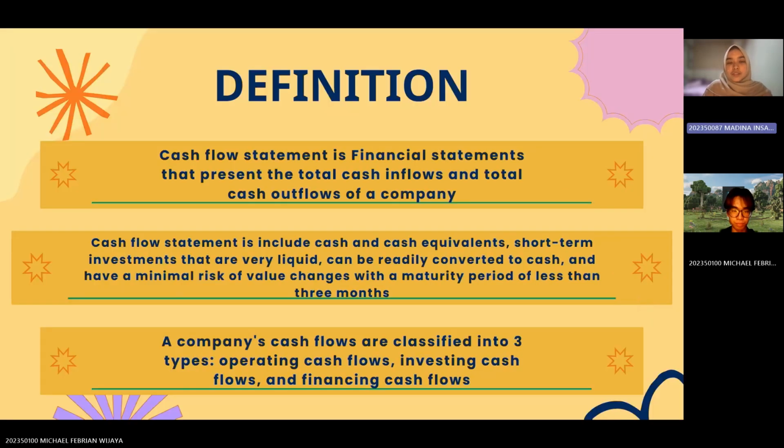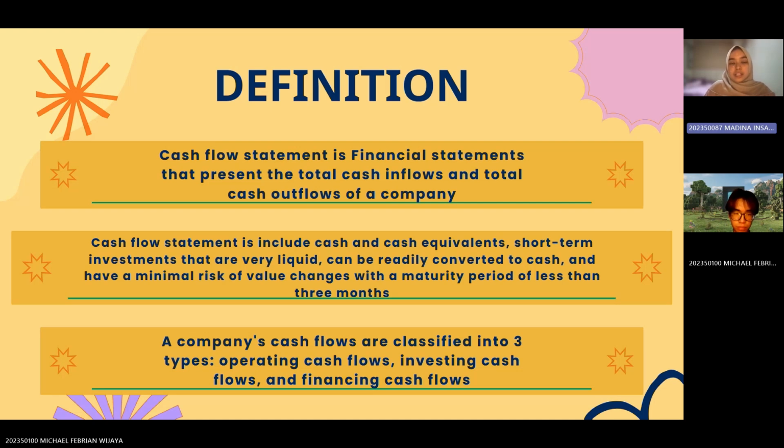So cash flow is the financial statement that presents the total cash inflow and total cash outflow of a company. The cash flow statement includes cash and cash equivalents, short-term investments that are very liquid and can be readily converted to cash and have a minimal risk of value change with a maturity period of less than 3 months. And the company's cash flows are classified into three types.